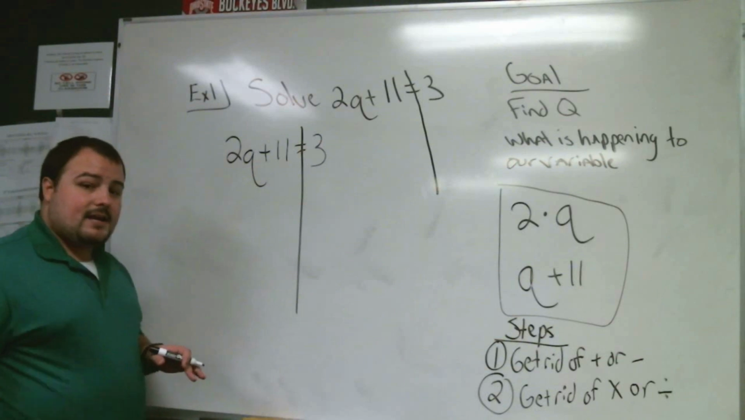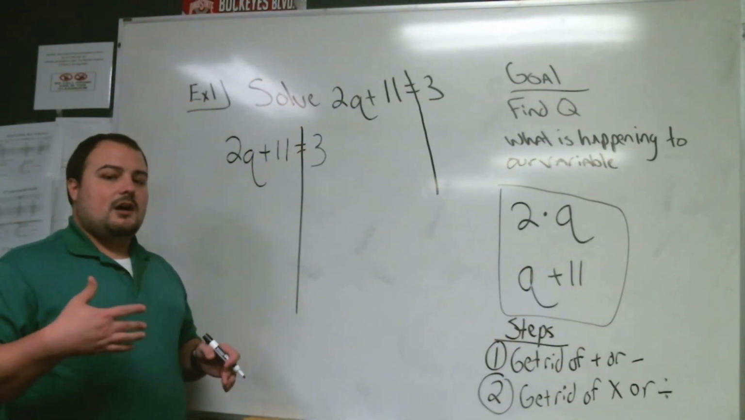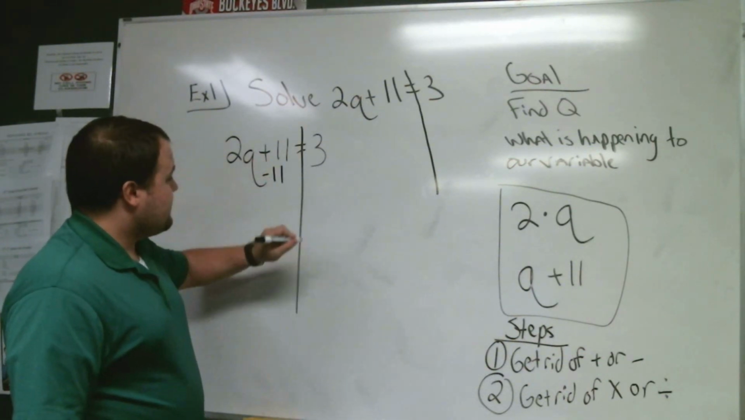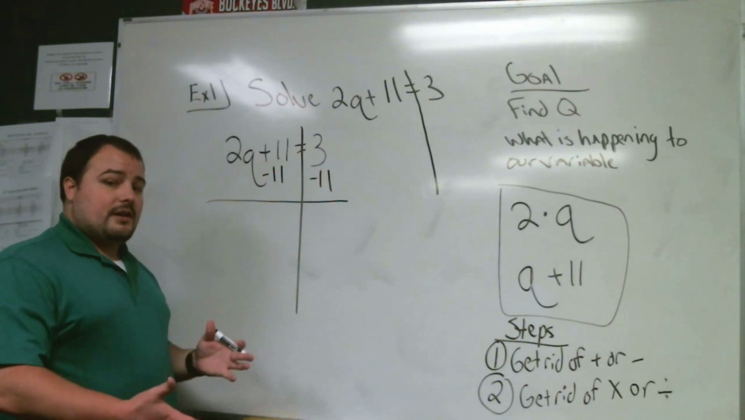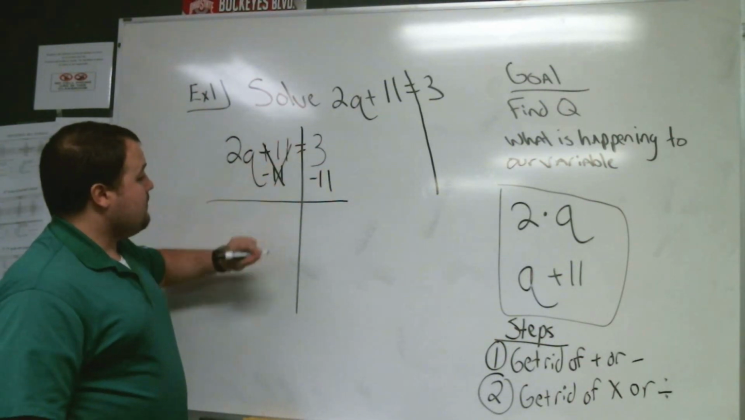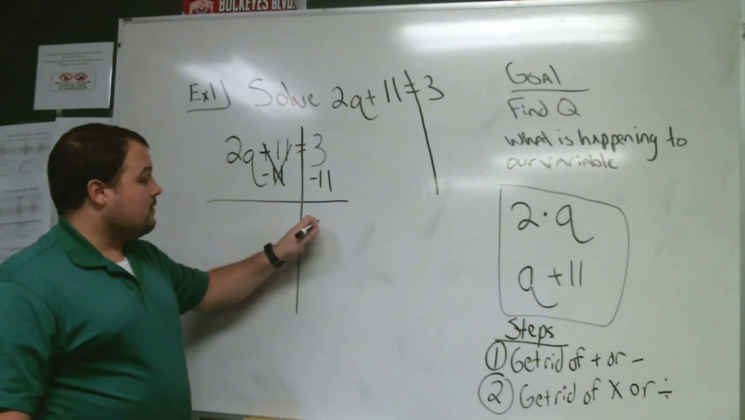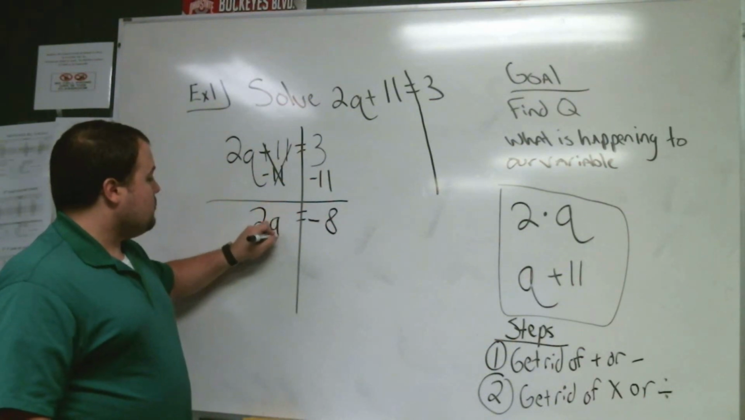Well, to get rid of adding 11, we do the inverse of adding, or the opposite of adding. The opposite of adding is subtracting. So we're going to subtract 11 on one side, and we're going to subtract 11 on the other side. 11 minus 11 cancels out. We have 3 minus 11. Hopefully you know this answer. If you don't, it's negative 8 equals 2q.